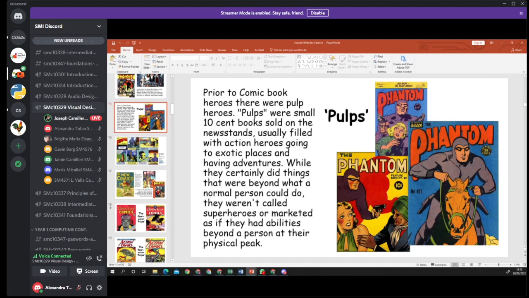It had the advent of action heroes. Here we see Phantom as the action hero. The action hero was relatively a new invention in this period of time. The action hero was the bigger than life individual, usually a male rather than a female.